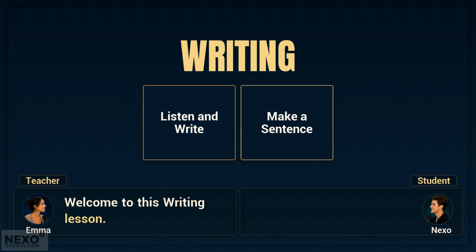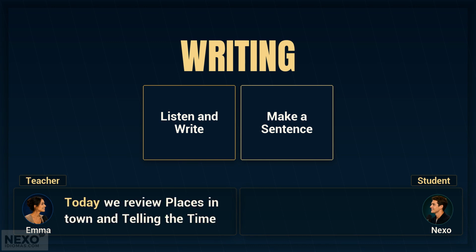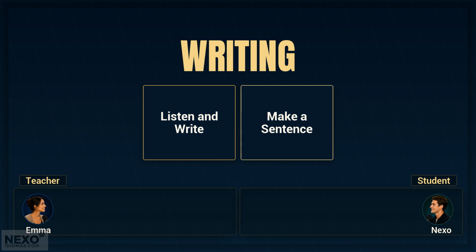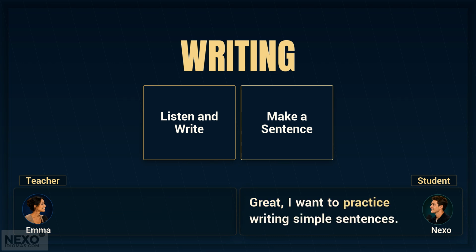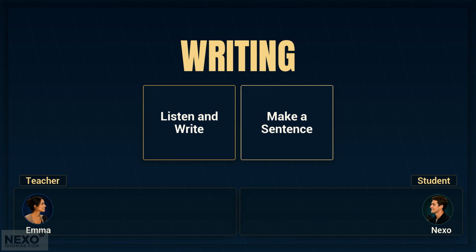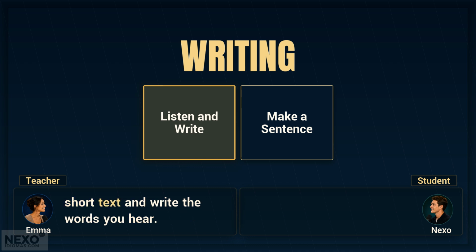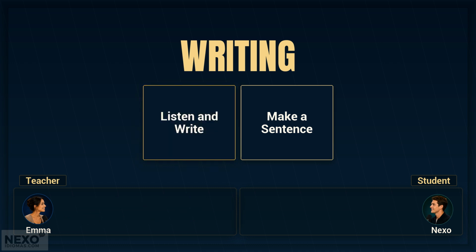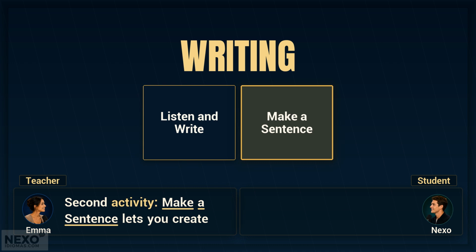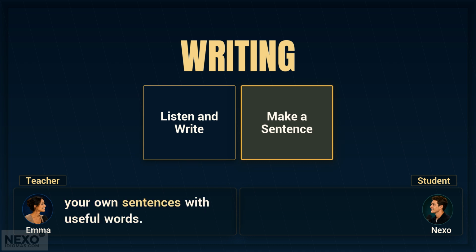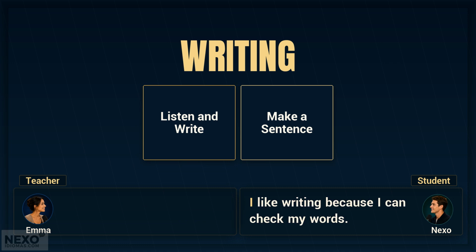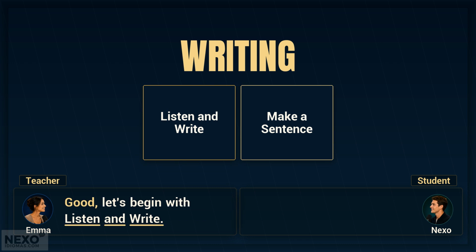Welcome to this writing lesson. Today, we review places in town and telling the time by writing actively. Great. I want to practice writing simple sentences. First activity. Listen and write helps you hear a short text and write the words you hear. Second activity. Make a sentence lets you create your own sentences with useful words. I like writing because I can check my words. Good. Let's begin with listen and write.